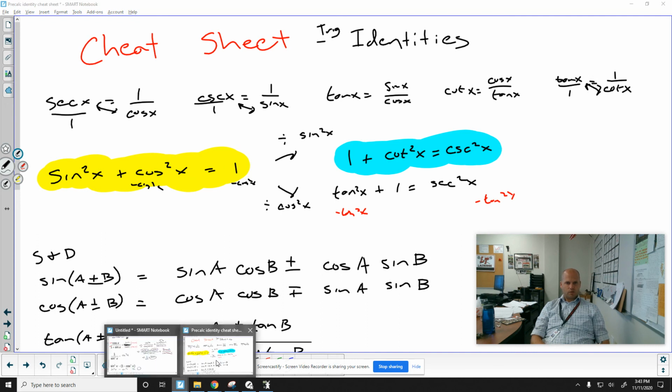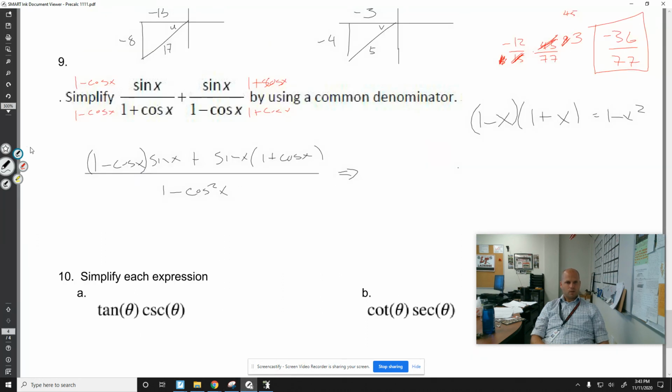So I do this for a reason. If you want to just distribute too, why not distribute? You can, you don't have to. There's other ways to do this, but I think I did this in class. Get sine x minus sine x cos x plus sine x plus sine x cos x.